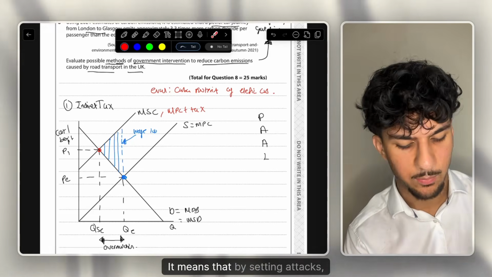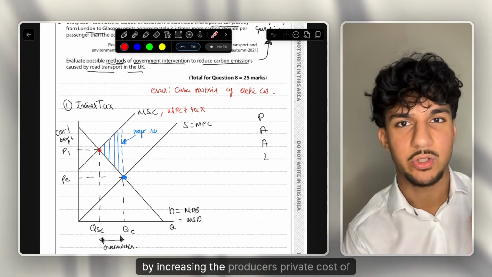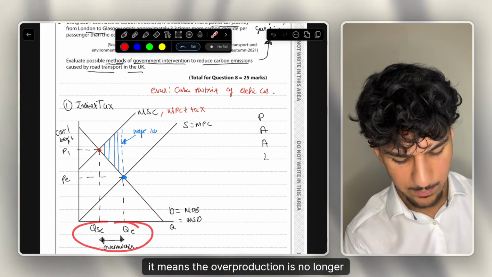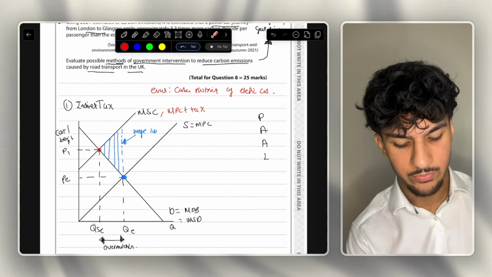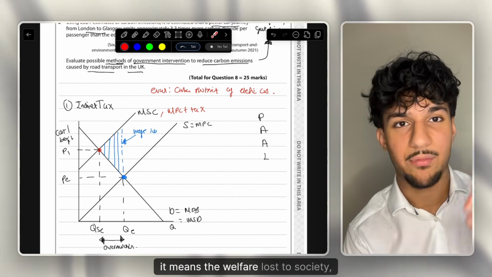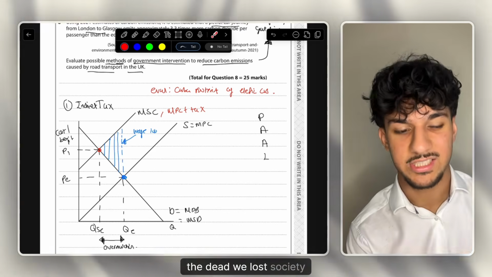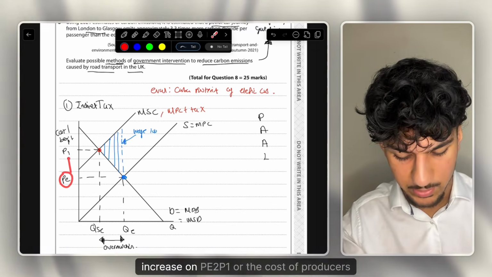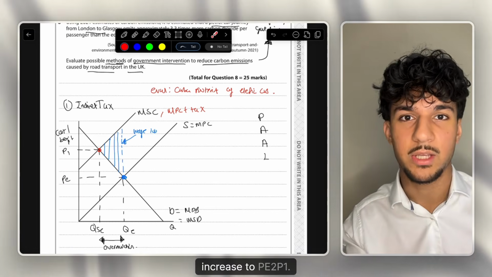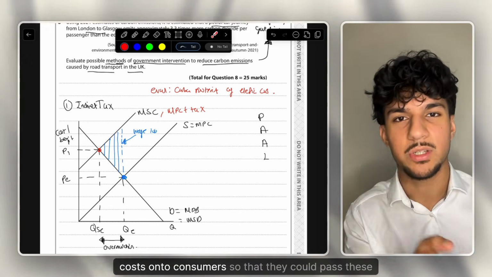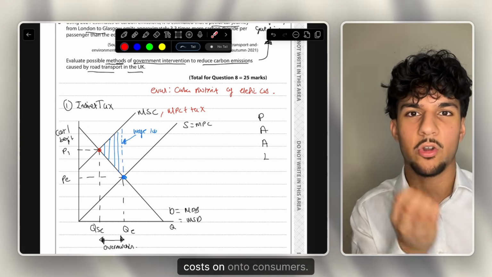What does that lead to? It means that by setting a tax, by increasing the producer's private cost of production, the overproduction is no longer happening. We are producing at QSE instead of QE, and since there's no longer any overproduction, the welfare loss to society, the deadweight loss to society, is no longer happening. Then you can talk about prices. As prices increase from PE to P1, or the cost to producers increases from PE to P1, these producers could pass these costs onto consumers.